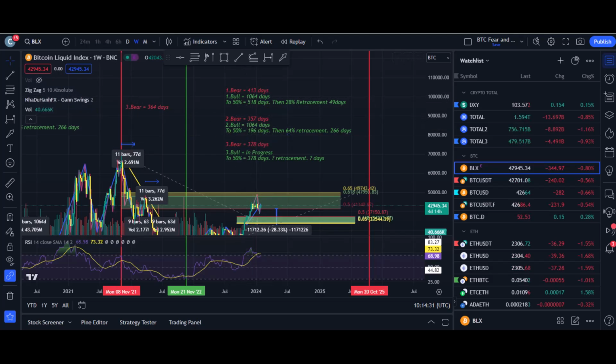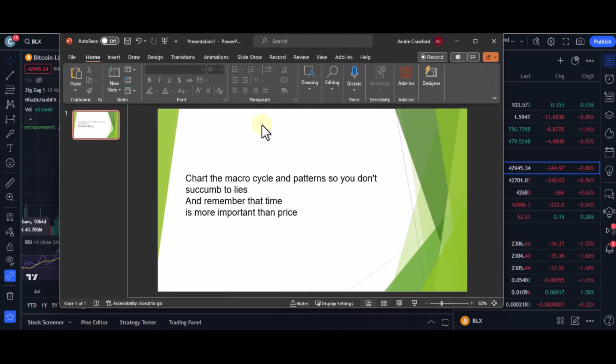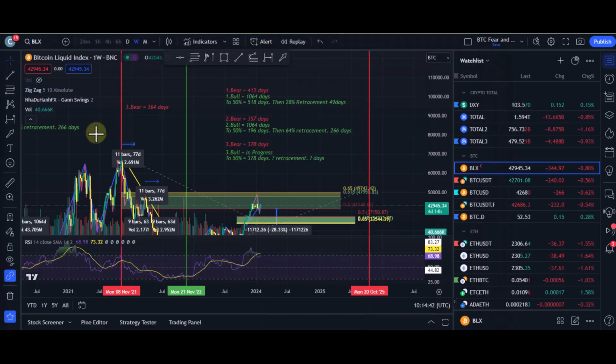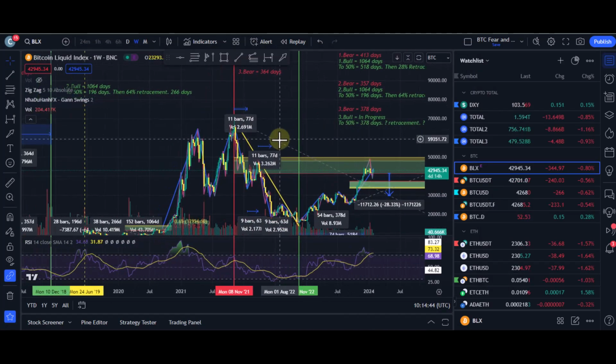This is why you chart the macro cycle and patterns, so you don't succumb to lies. And remember that time is more important than price. Okay, that's why we do it. Let's have a look at the patterns though.